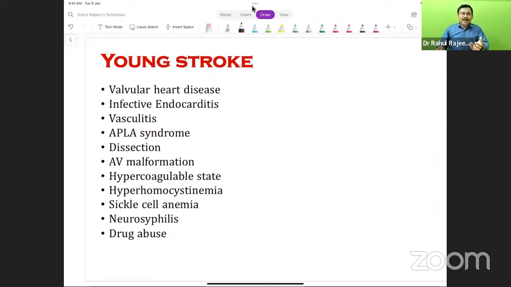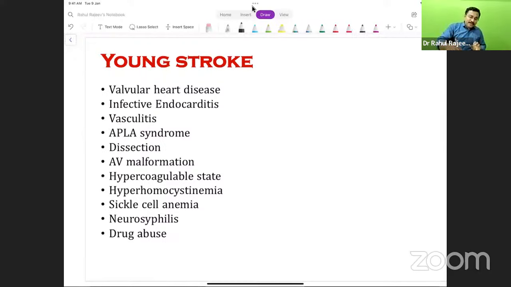You can think of valvular heart disease, maybe mitral stenosis with atrial fibrillation producing a stroke, infective endocarditis producing a stroke, vasculitis like SLE producing a stroke, APLA syndrome producing a stroke, carotid dissection producing a stroke, AV malformation producing stroke, hypercoagulable states like protein C deficiency, protein S deficiency producing stroke, hyperhomocysteinemia producing stroke, sickle cell anemia producing stroke, neurosyphilis producing vasculitis and producing stroke, cocaine and amphetamine drug abuse producing stroke.